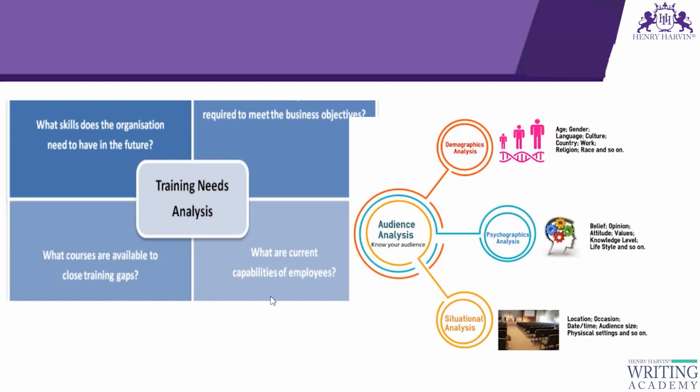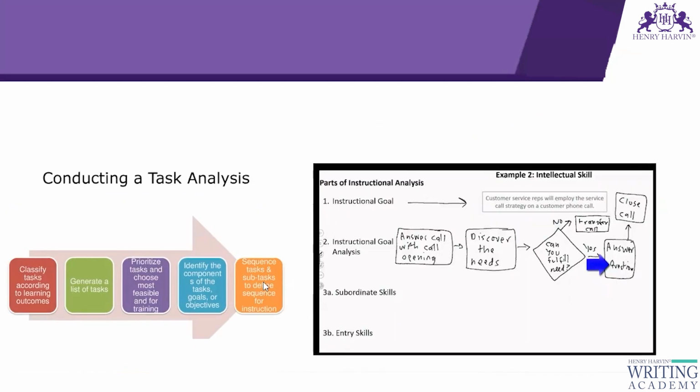And what are the capabilities of employees? Here, these are the training need analysis. Identification is where he is lagging. And these are how to overcome that. Clear? Okay. Next, conducting a task analysis.